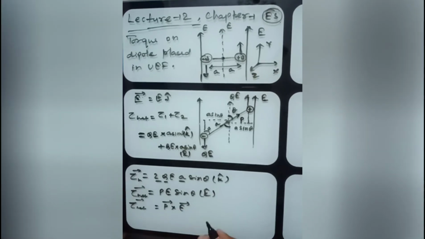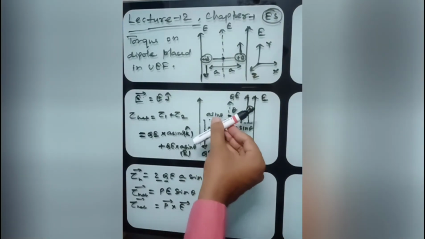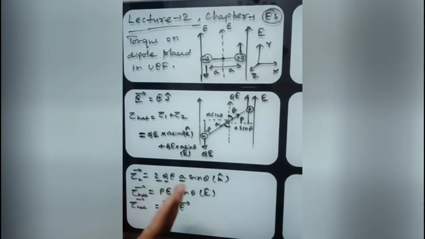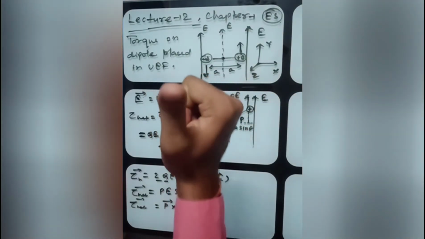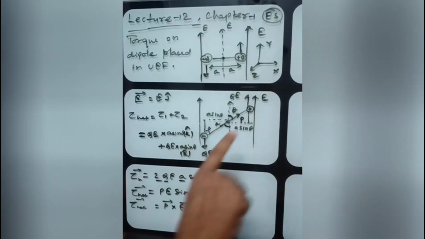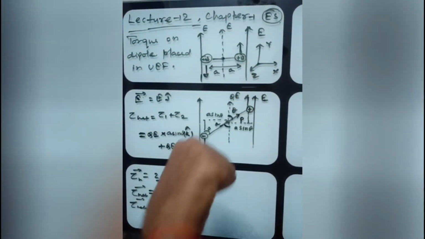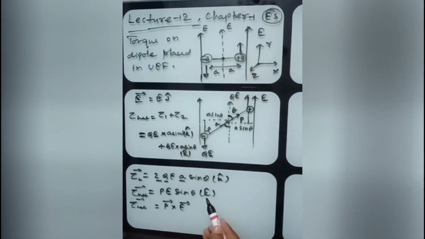Now, if you ask, why P cross E, why not E cross P? Then I'll tell you, if P cross E, the direction of P and E gives the direction upward. If you make E cross P, then E is above and P is in this direction, so it will give the direction of torque downward, which will be wrong. We have the direction of torque in the upward direction, so we write P cross E, not E cross P. And this is a very important formula.